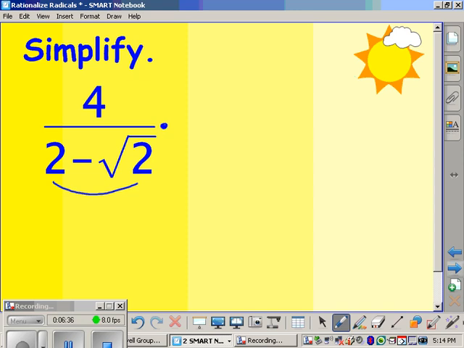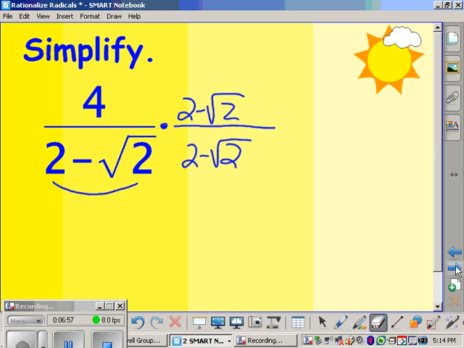If we actually go through, and don't do this, but if we actually go through and try to multiply the numerator and the denominator by 2 minus radical 2, which would be a similar process we've just used, you will find that the denominator will still have a radical in it, which defeats the purpose of our goal. So what we need to do instead is take the sign, which is a minus sign, and just simply change it to a plus.